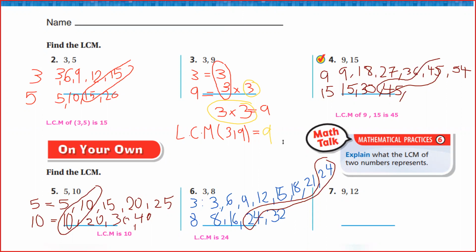What's your name? Yes, Sana. Number 7, 9 and 12. What do you want, the multiples or the prime factorization? Multiples, okay, yeah. 9 and 12. So it's 45, 9 times 5. And then 9 times 6, 54. 9 times 7, 63. Now let's talk about the multiples of 12.